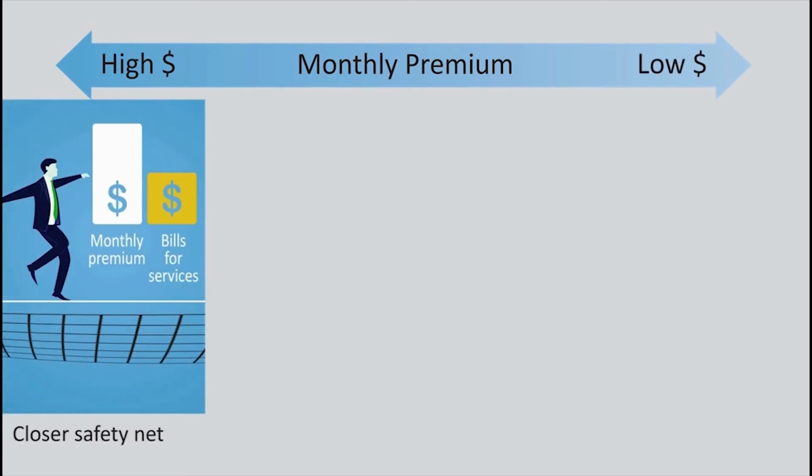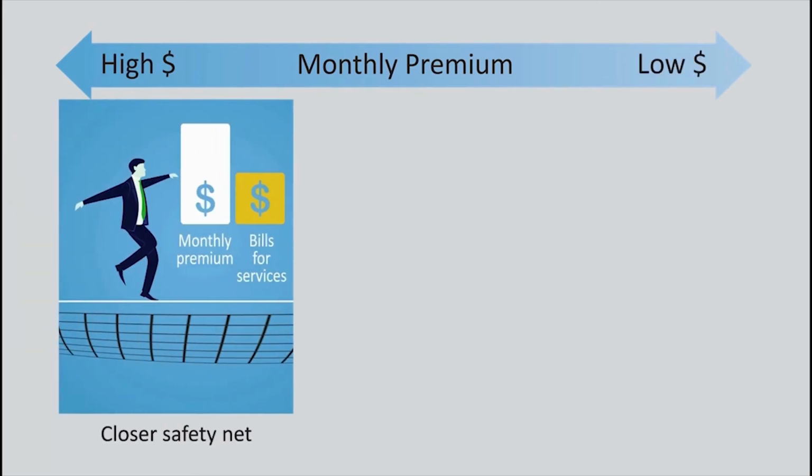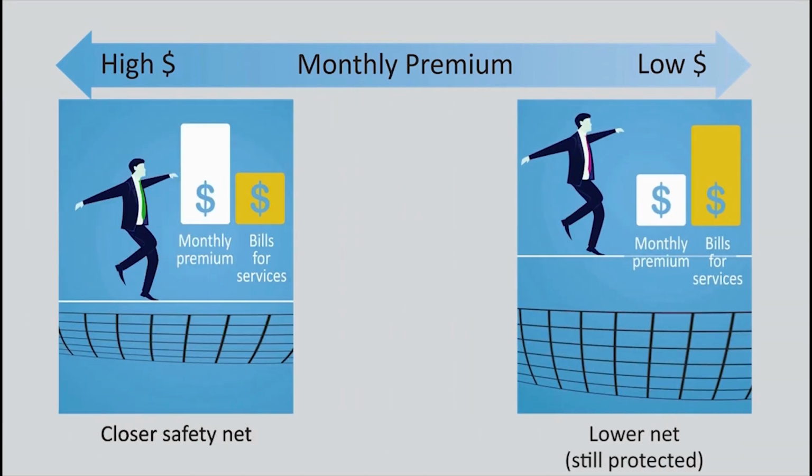Would you rather pay more for your health benefits each month, but have a closer safety net and pay less out of pocket if you have a big expense, like an emergency room visit or hospital stay? Or do you prefer to pay less each month, knowing that you may have to save some of that money to pay a higher share of costs when you use healthcare services, or if something unexpected happens?